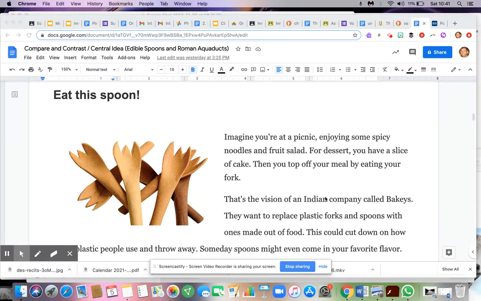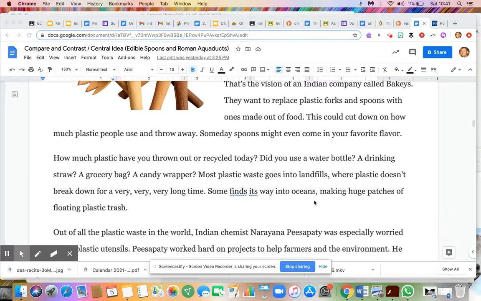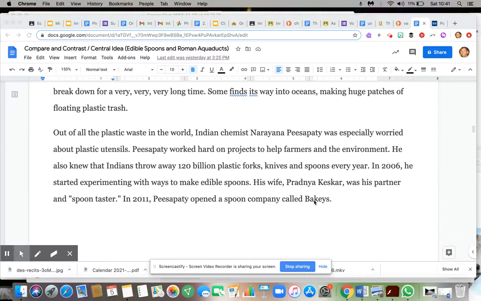I want to show you what you're going to be reading about and answering questions about today and really showing your brilliance. So we've been practicing this a lot with the articles we've been reading, and today is a chance to do it independently and fully show your understanding. So the first article is Eat This Spoon. So you'll read this article. Yes, you would eat the spoon. So kind of fascinating. So you'll read this and take the time to fully understand it.